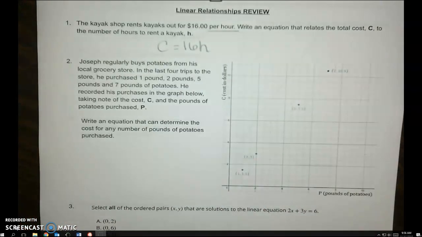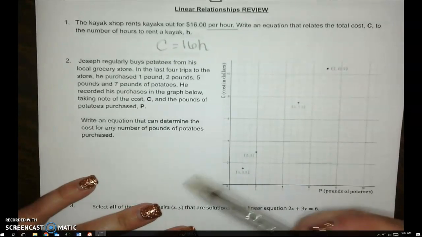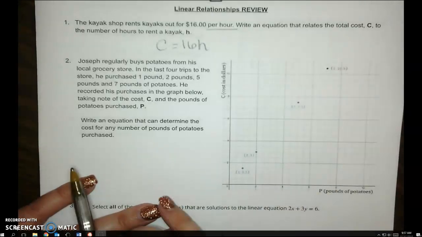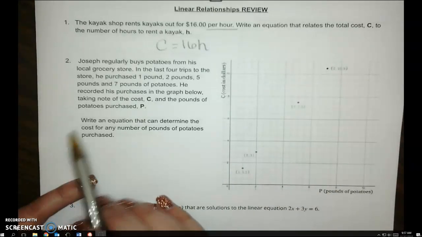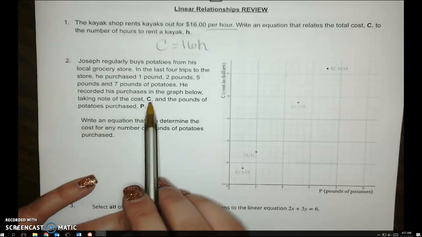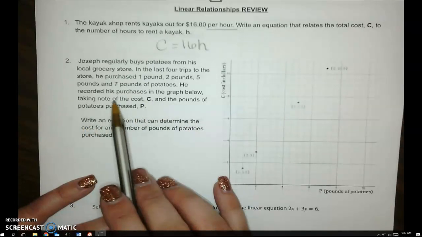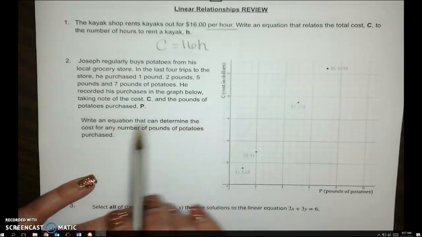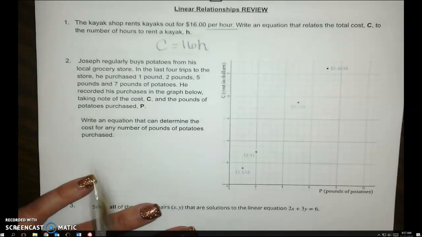Joseph regularly buys potatoes from his local grocery store. In the last 4 trips to the store, he purchased 1 pound, 2 pounds, 5 pounds, and 7 pounds of potatoes. He recorded his purchases in the graph below, taking note of the cost C and the pounds of potatoes purchased P. We're writing an equation again that can determine the cost for any number of potatoes purchased.